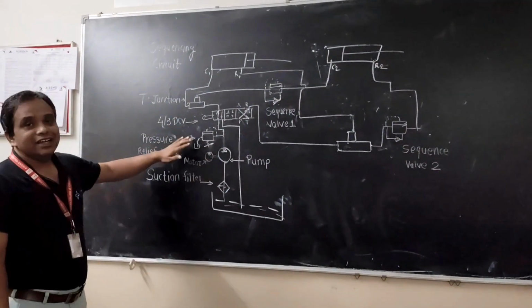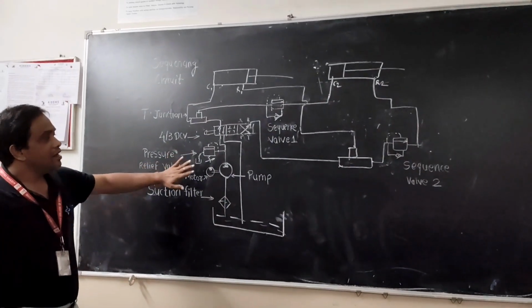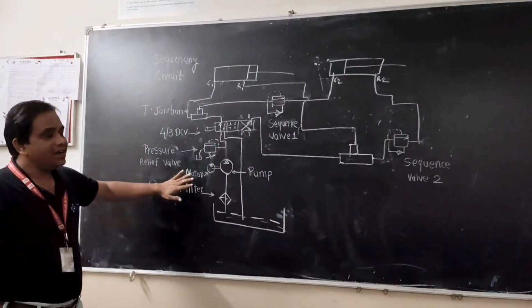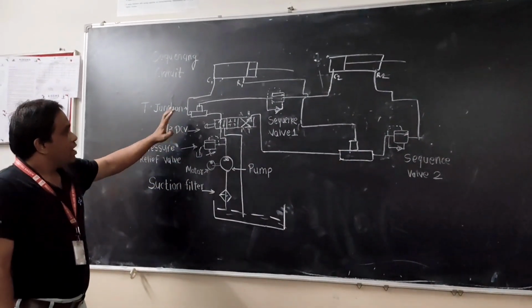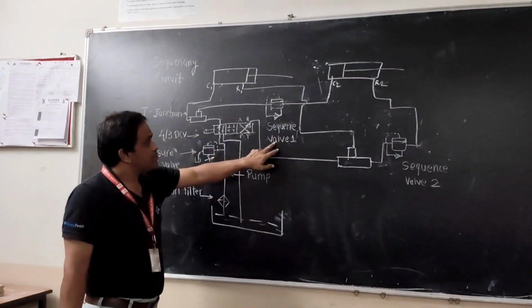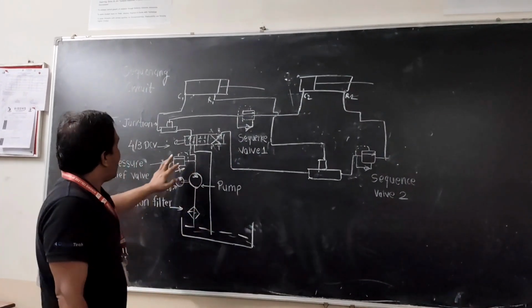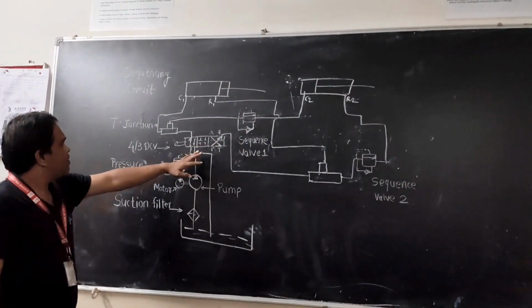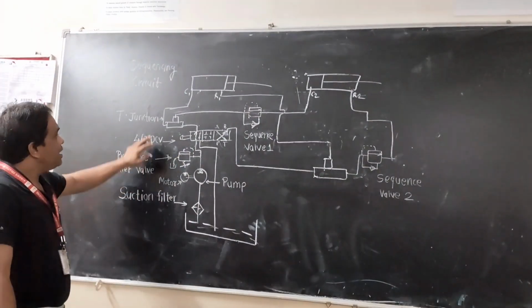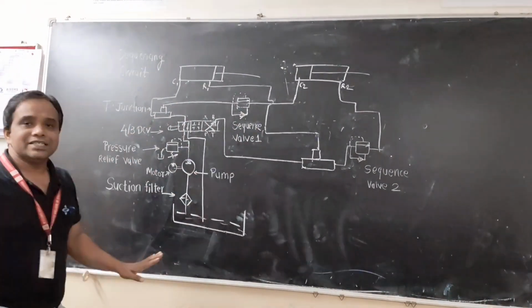Okay, today we will see a sequencing circuit. In this video, we will learn how to make a sequencing circuit. A sequencing circuit requires sequence valves. This is sequence valve number 1 and this is sequence valve number 2. It also requires a 4x2 or 4x3 direction control valve and 2 T's. We require 2 T's, then we can make a sequence circuit.